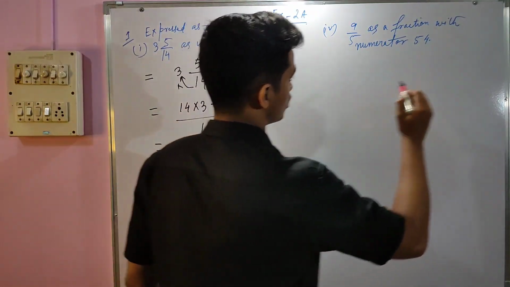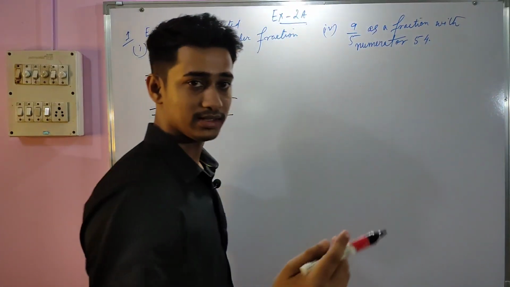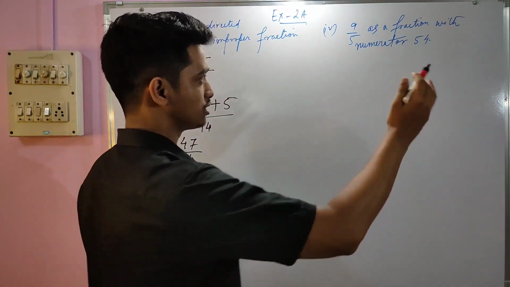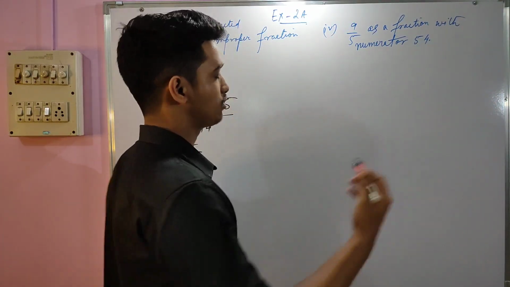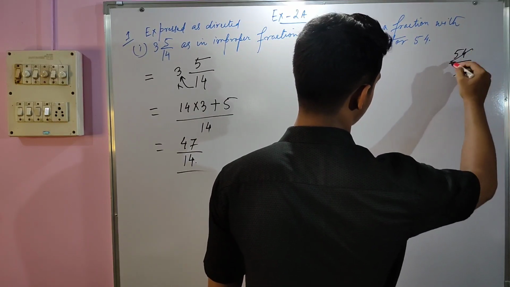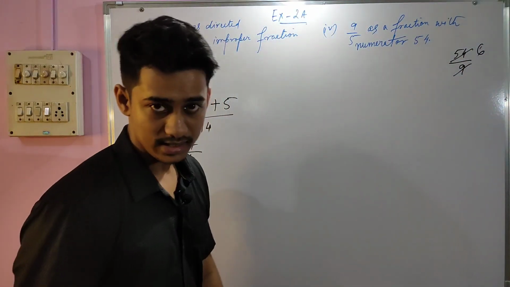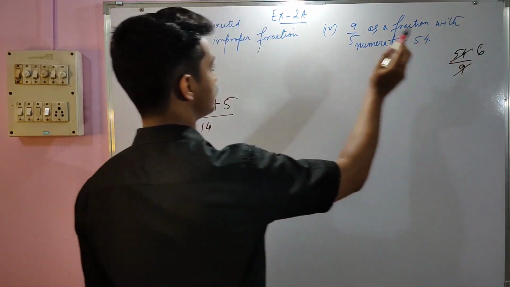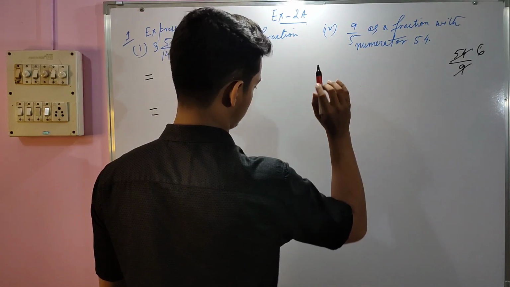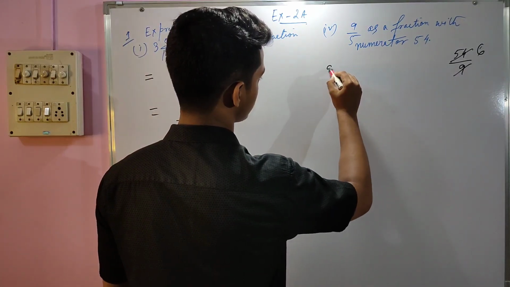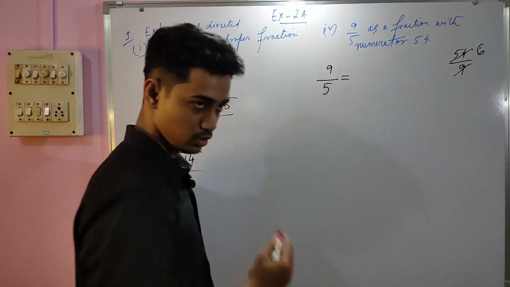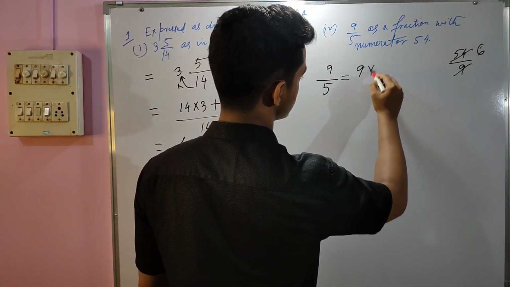If the numerator should be 54, how do we find the number with which 9 is getting multiplied so that the result will come to 54? What we have to do is simply divide 54 by 9, and we find the answer, that is 6. So 6 is the number with which 9 is getting multiplied. The first step is to write 9 by 5 as it is, and then put an equal to sign and 9 into 6.